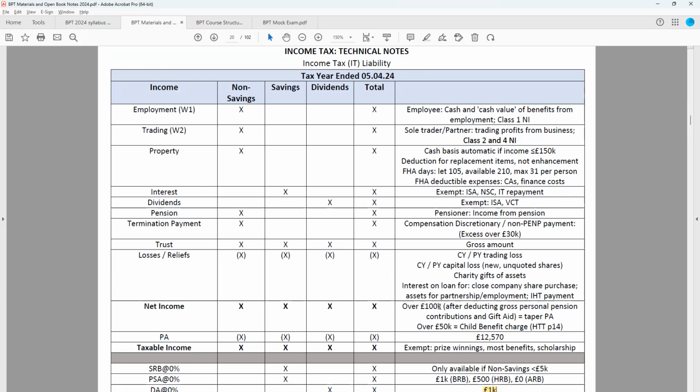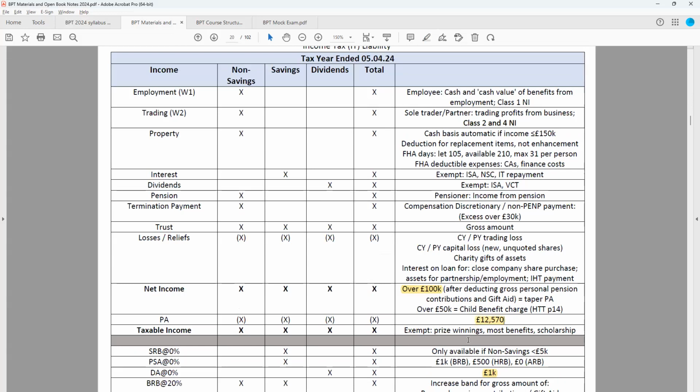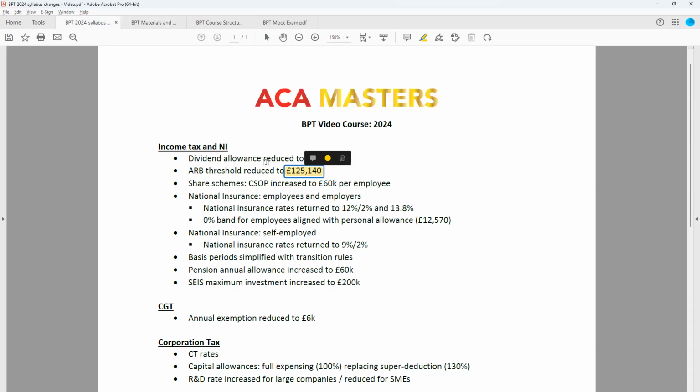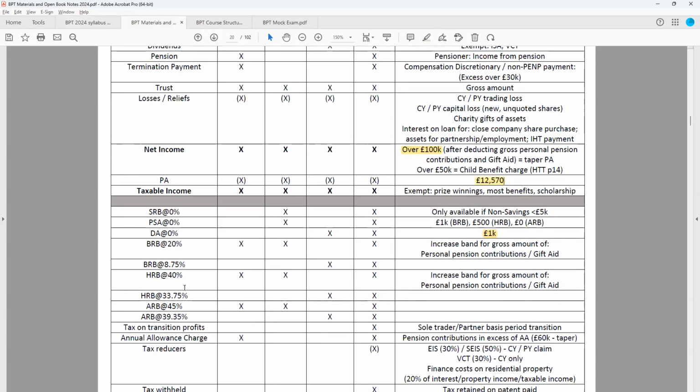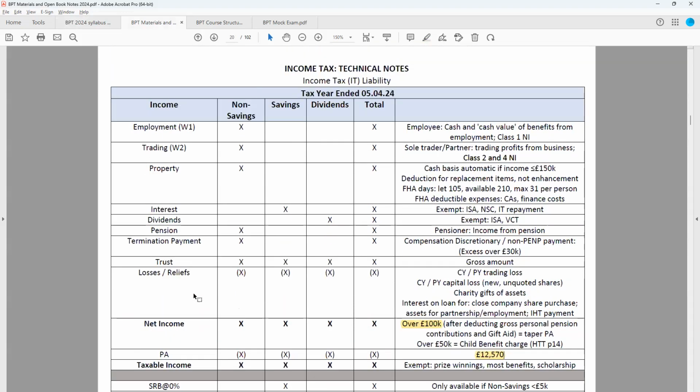So of course, we know when an individual's net income goes above 100,000, then we think about tapering the personal allowance. Remember, you taper it: you take it away £1 for every £2 that the individual's adjusted net income exceeds 100,000. So therefore it gets fully tapered away at this amount. Once the personal allowance has been fully tapered away, they will start paying the additional rate of tax.